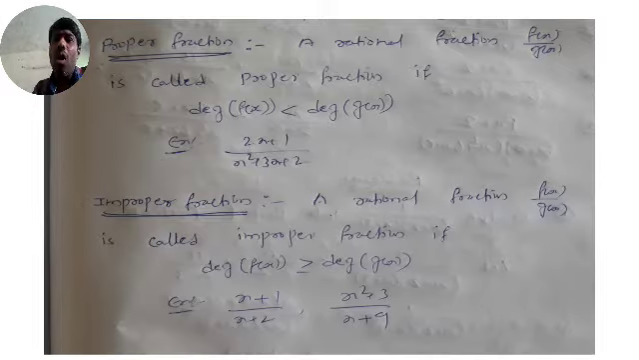So first, how will he ask? First one, write types of fractions. What are they? Proper fraction, improper fraction. Or define proper fraction. Give an example. What is a proper fraction? A rational fraction f by g is called proper if the degree of f is less than the degree of g. Example you can write. Define improper fraction. Give an example. A rational fraction f of x by g of x is called an improper fraction if the degree of f of x is greater than or equal to the degree of g of x. You can write the example.